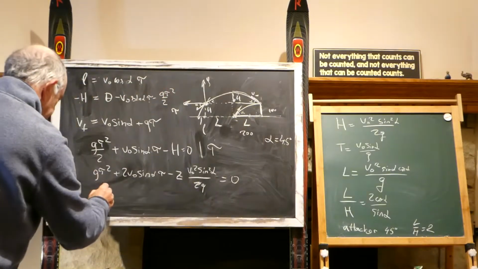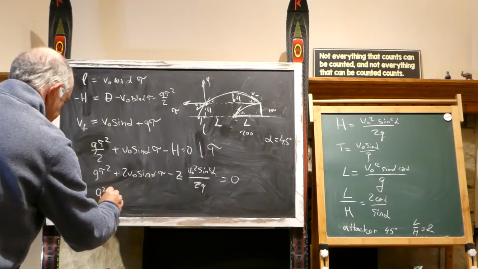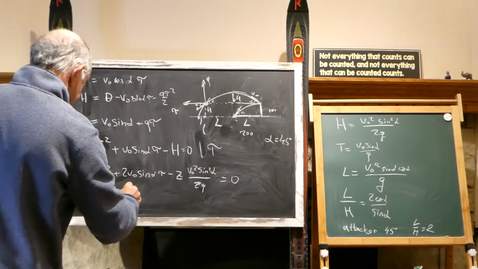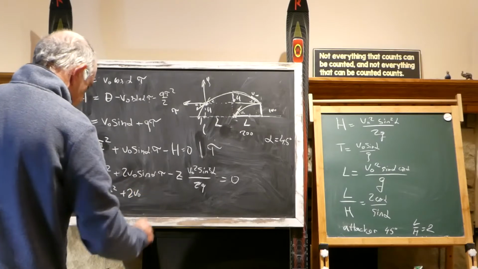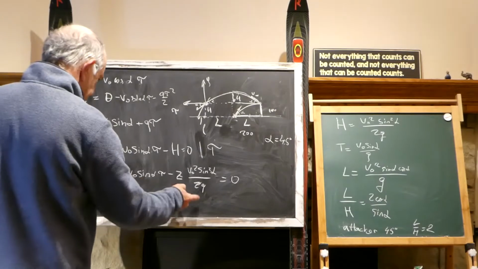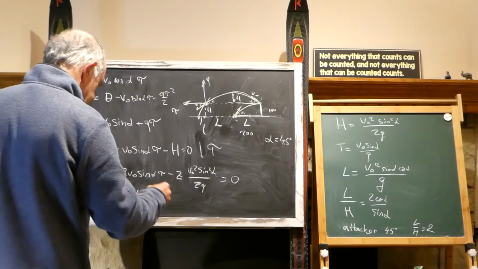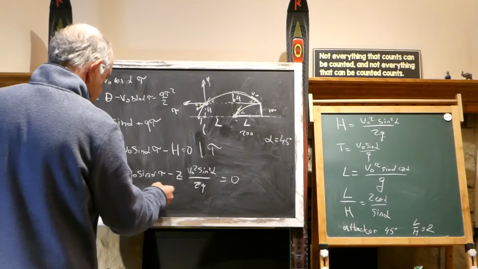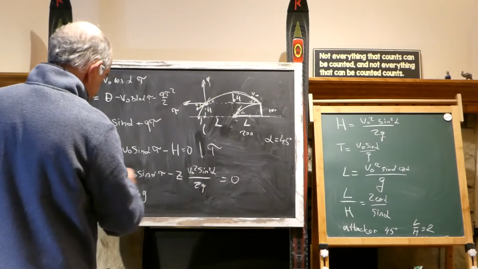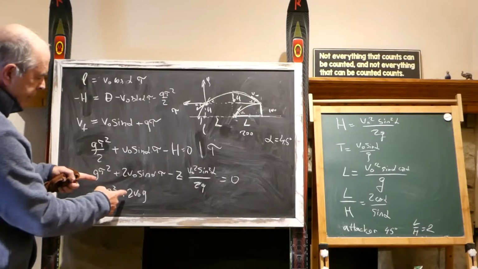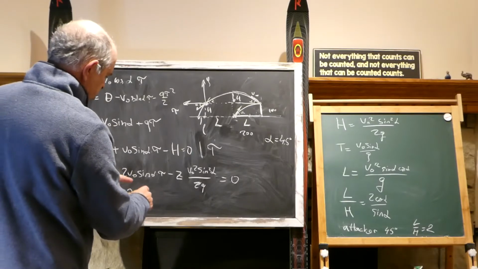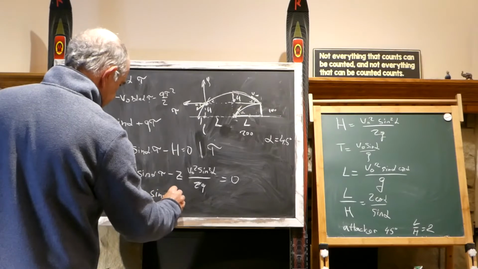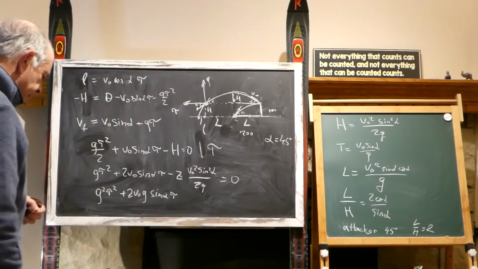And so let's multiply by g again. We'll have g squared tau squared, plus 2 v0 g sine alpha multiplied by tau. Because I'm multiplying everything by g, g will disappear here, but g will be added here.